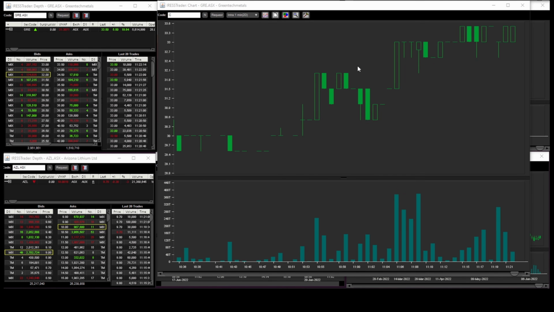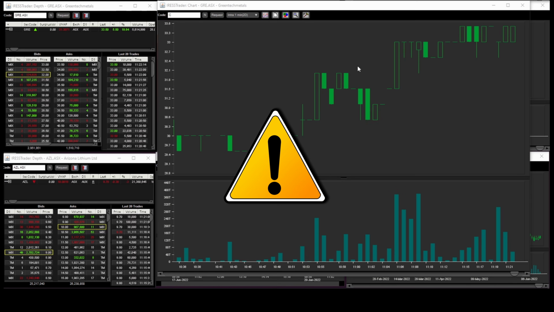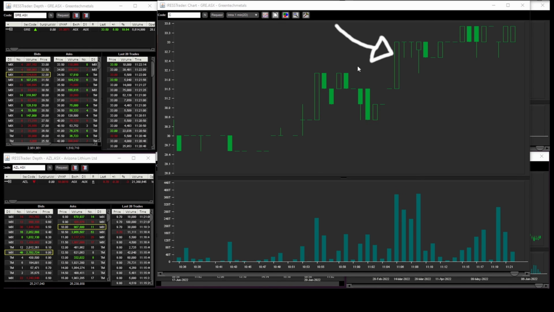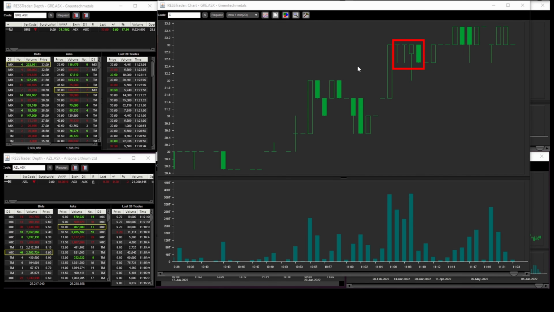So let's take a look at the early potential warning signs of distribution. This candle at 11:06 in the morning is perfectly fine. We actually like that candle. It's breaking out into new highs and it's done on high volumes. However, you can see on the following candles that it's sort of leveled out at 33 on high volumes.